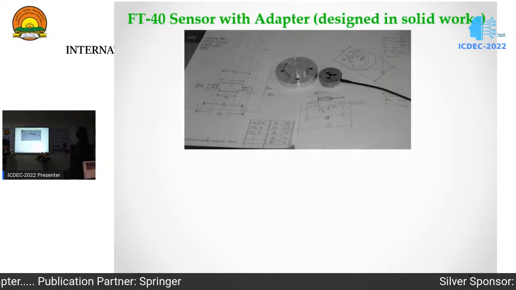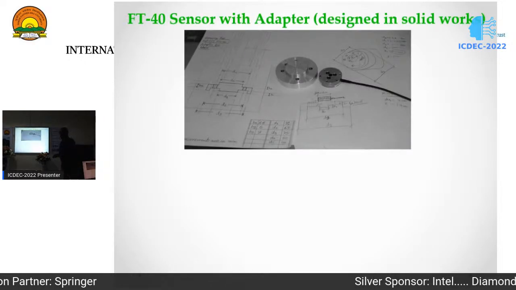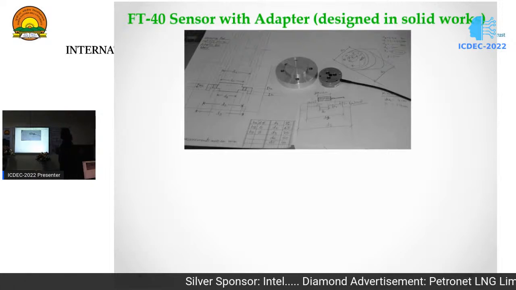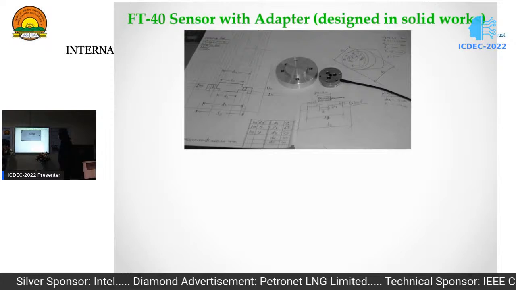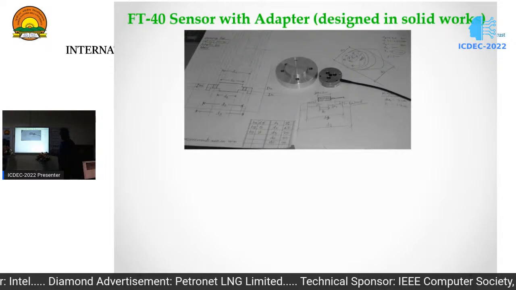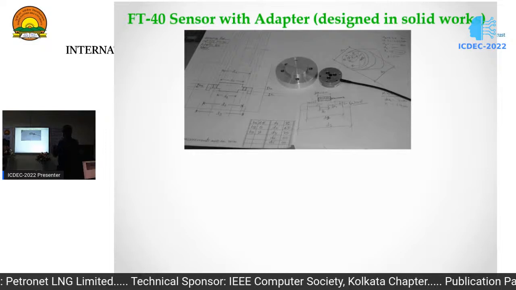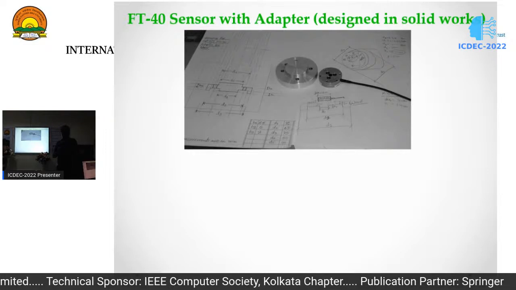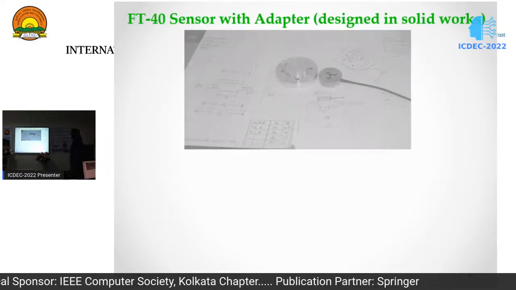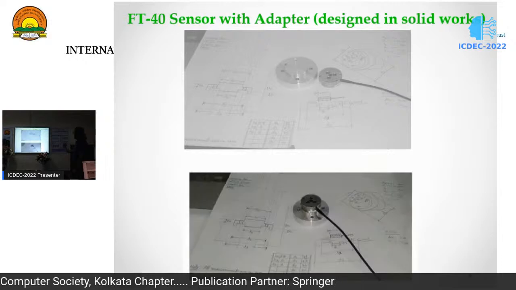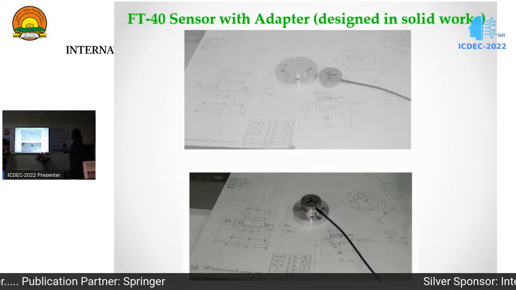These are the adapters we have designed, because the UR5 onboard does not have an adapter to accommodate this sensor. So all this design, D1, D2, D3, D5, we worked over it and designed the adapter. First of all, the adapter is put onto the arm. After that, the F/T sensor is plugged into it. This is the combined assembly. All have been designed in SolidWorks.